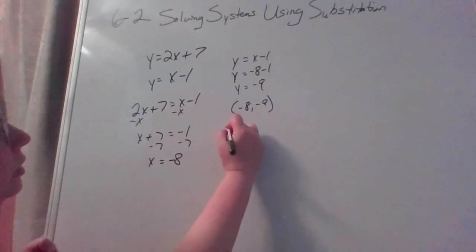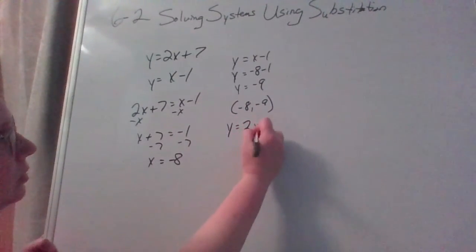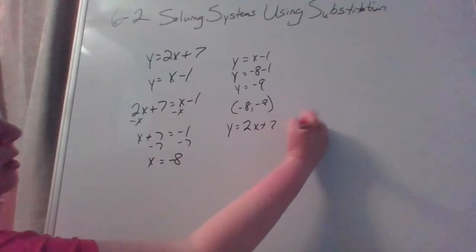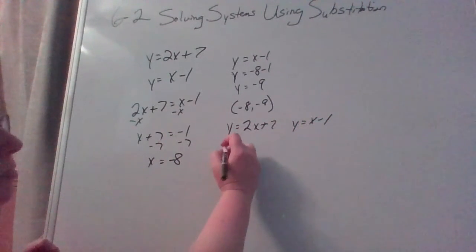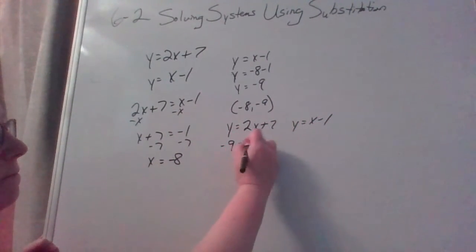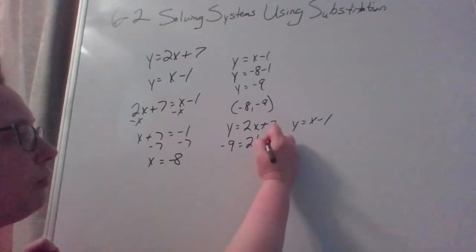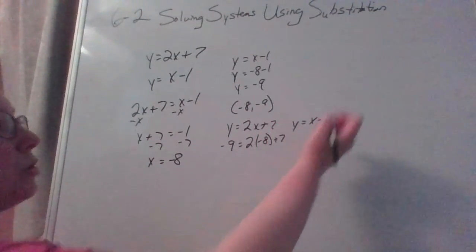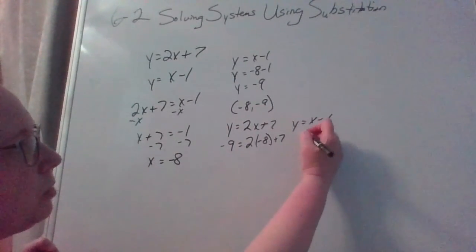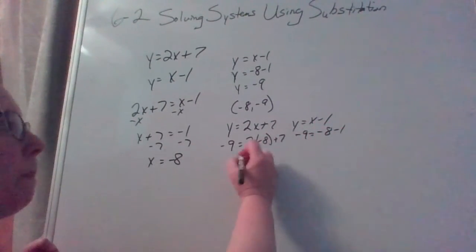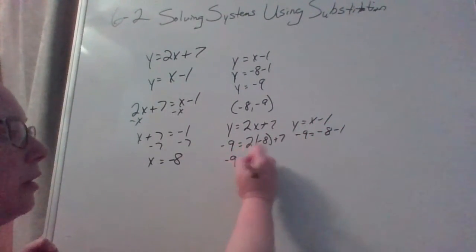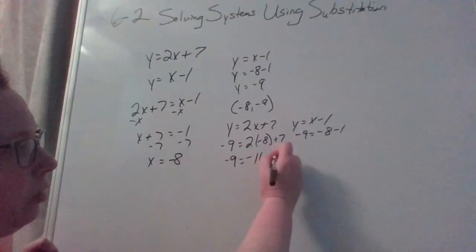Now I'm going to check in both of my equations and make sure we got the right solution to our system. So I'm plugging in here for x and y, making sure to put my first number where the x is, my second number where the y is. Now always remember your order of operations.